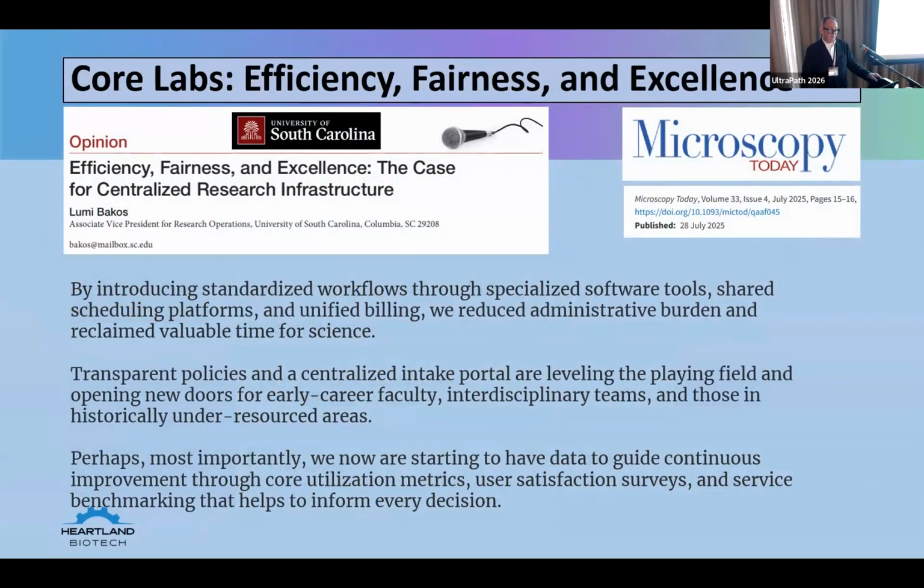Little tangent here. So Core Labs, efficiency, fairness, and excellence. At University of South Carolina, not far from here, they're doing some pretty heroic work for efficiency, fairness, and excellence, the case for centralized research infrastructure. A lot of this is about sharing instruments on a particular campus. And there's different silos in different places. And sometimes it's easy to go use some technology that's not far away. And sometimes it's not so easy. And so what they're trying to do is have transparent policies and a centralized intake portal to level the field so that everyone has access to all the technology possible on their particular campus.